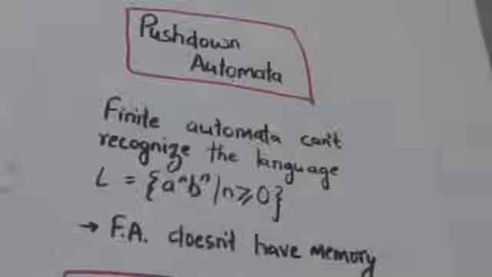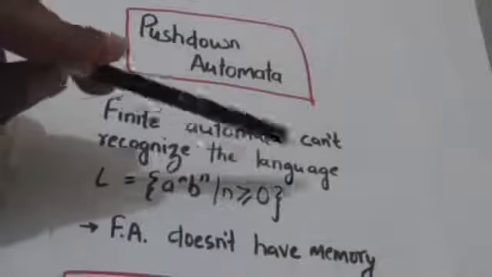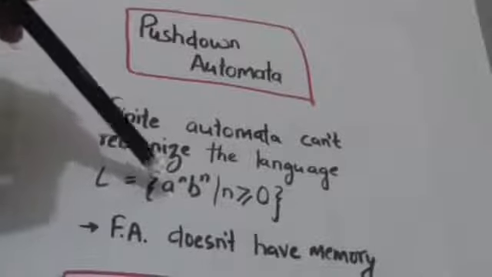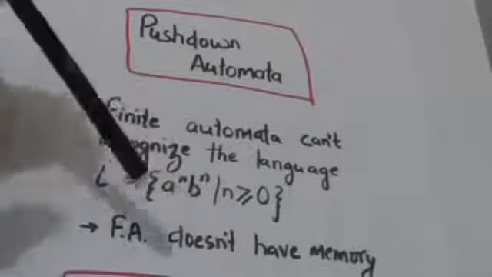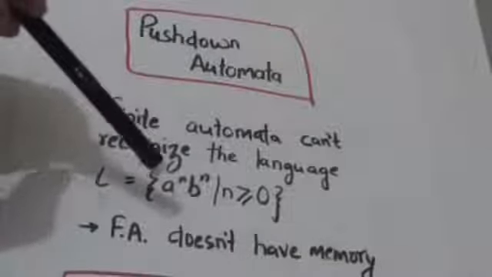Hello friends, welcome back. In this tutorial we will study pushdown automata. First of all, see that the language a^n b^n, where n is greater than or equal to 0, is not a regular language. It is not recognized by any finite automata. Now see why this language is not recognized by finite automata.